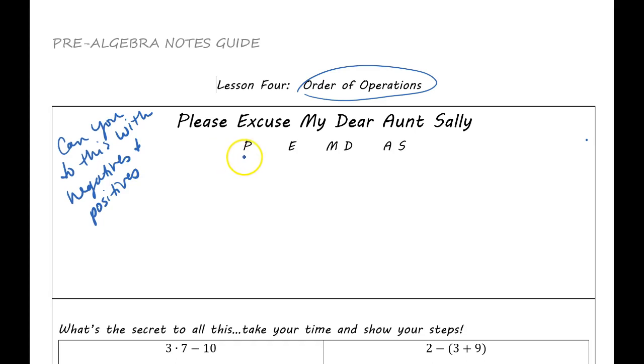The P actually stands for parentheses. That word is spelled weird, but I think I did it right. The E is for exponents. If you see any exponents, you need to do those next. And then MD, okay, the MD is your multiplication or division. Now, why are they grouped together? Let me write it before I say it. Multiplication and division.